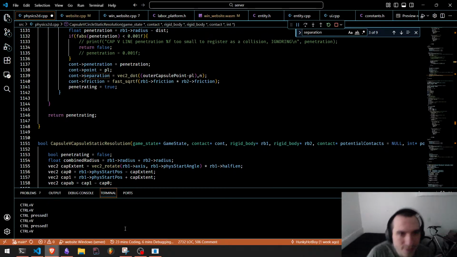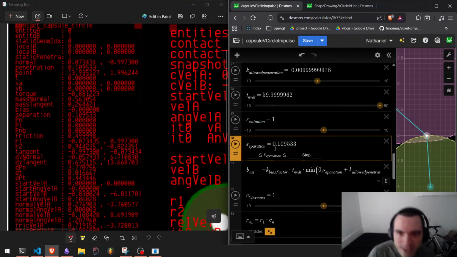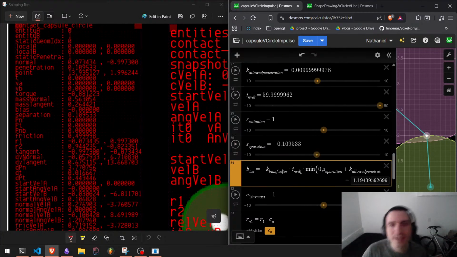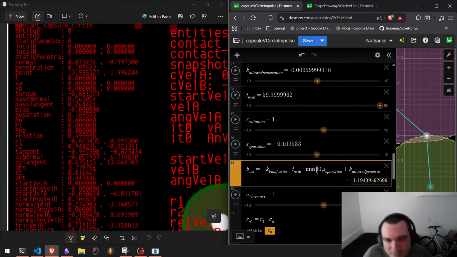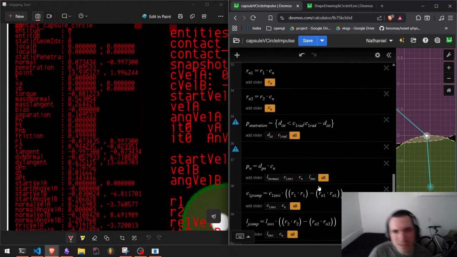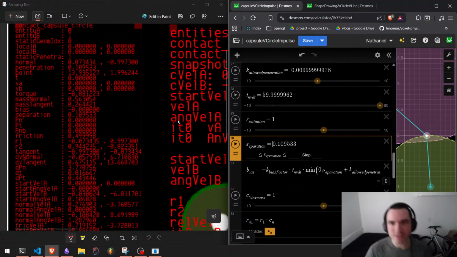I suppose you just make it negative, and let's see if that influences the bias. Okay, yeah, so you can see that the bias is definitely pointing in the other direction because we take the minimum between 0 and separation plus allowed penetration. Is that right? I have no idea. Let's just keep it positive for now.